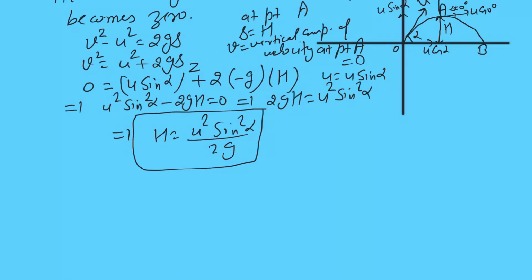So in this article we have discussed three parameters of the projectile: time of flight, horizontal range, and the greatest height. So this is a very important article from the examination point of view, and very easy.